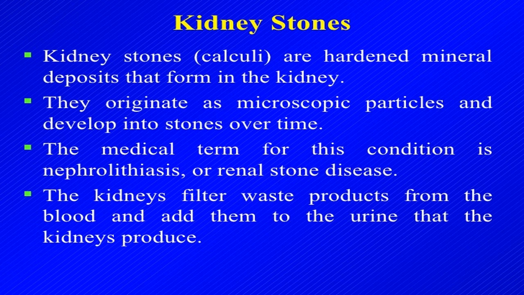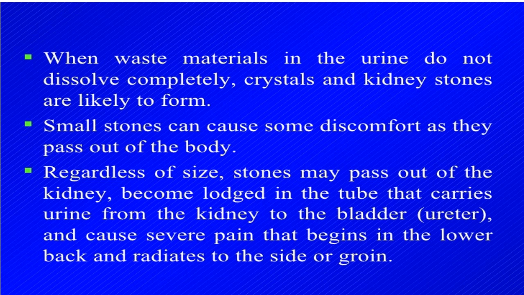The kidneys filter waste products from the blood and add them to the urine that the kidneys produce. Okay, that is the function of the kidneys. We have done that they filter the waste products from the blood and then add them to the urine. When waste materials in the urine do not dissolve completely, what will happen? Normally, the kidneys are dissolving those substances, forming the urine, and filtering the blood. But what will happen?